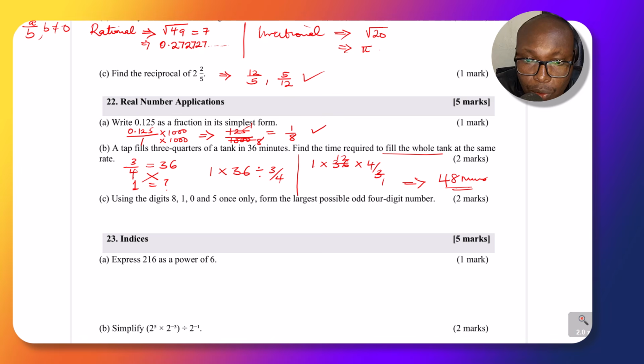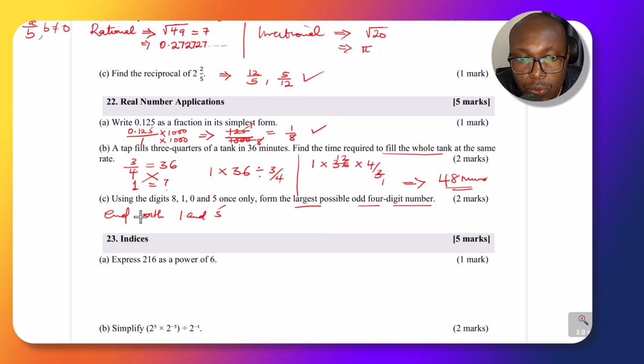Using the digits 8, 1, 0, and 5, once only, form the largest possible odd 4-digit number. You're supposed to form the largest number, and that number should be odd, and it should have 4 digits. So it is very important to note that. Now, for this number to be odd, one thing you must know is that it must end with an odd digit. And amongst these digits, the odd digits are 1 and 5.